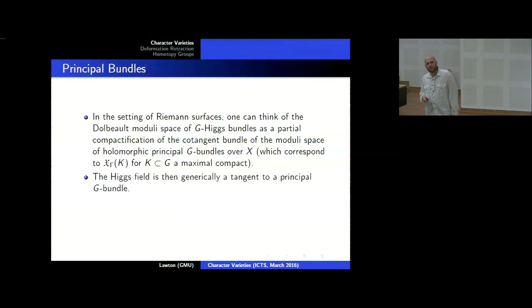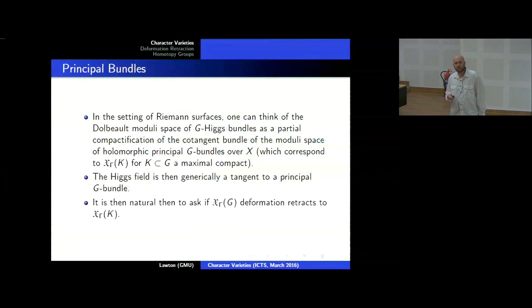So since almost every Higgs field is a tangent to a principal bundle, you could naturally ask the question: since the cotangent bundle deformation retracts down to its base space, maybe this space here and this space have the same topological type. Maybe those boundary divisors are topologically trivial. Who knows? Natural question.